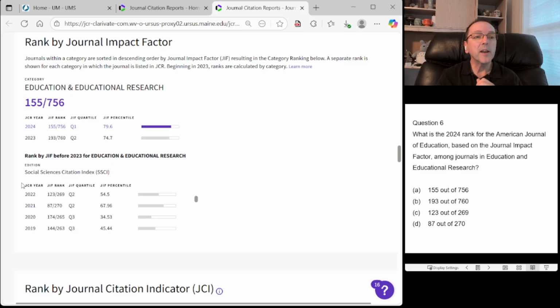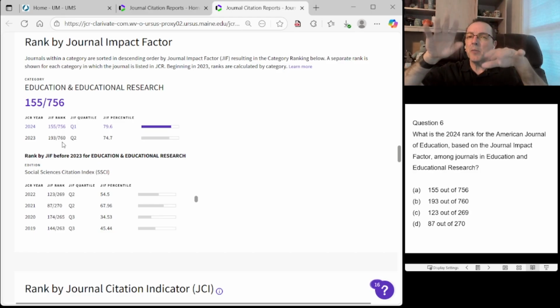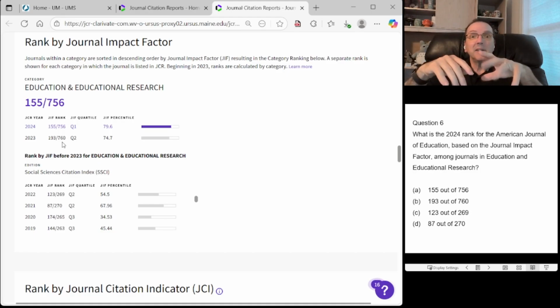Here's 2023. But if you go down to 2022 and you look closely, you'll notice things change. Here, it was only 756 journals in 2024. It was 760 in 2023. The number of journals will change a little bit as journals are added and journals die sometimes. But you go to 2022 and it was only 269 journals. Did we add 500 journals in 1 year? No, no, no. That'd be crazy.